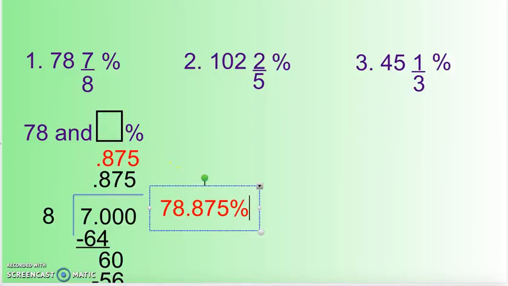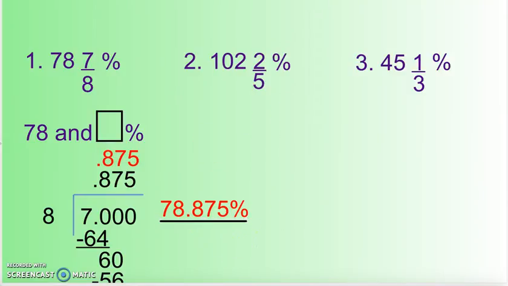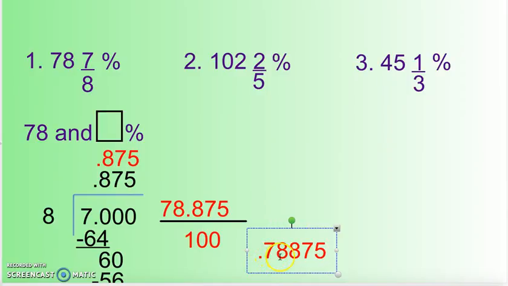And I know that a percent's out of 100, so I'm going to draw a regular line, and I'm going to put it over 100. And then now I have a fraction, so I'm going to take the percent off, 78.875 over 100. And I know when I divide by 100, I move the decimal point 2 to the left. And so let's move it 2 to the left, so I get 0.78875, and that is my answer.